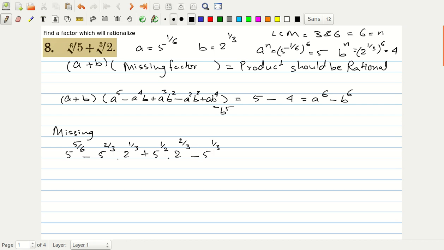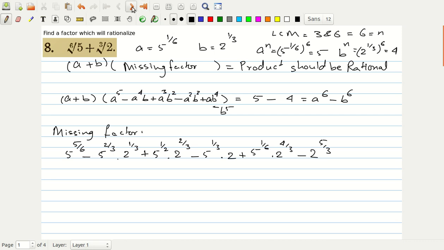b cube is 2, plus a b to the power 4, so we have 5 to the power 1 by 6, and b to the power 4 is 2 to the power 4 by 3, minus b to the power 5, which is 2 to the power 5 by 3. So this is the rationalizing factor.